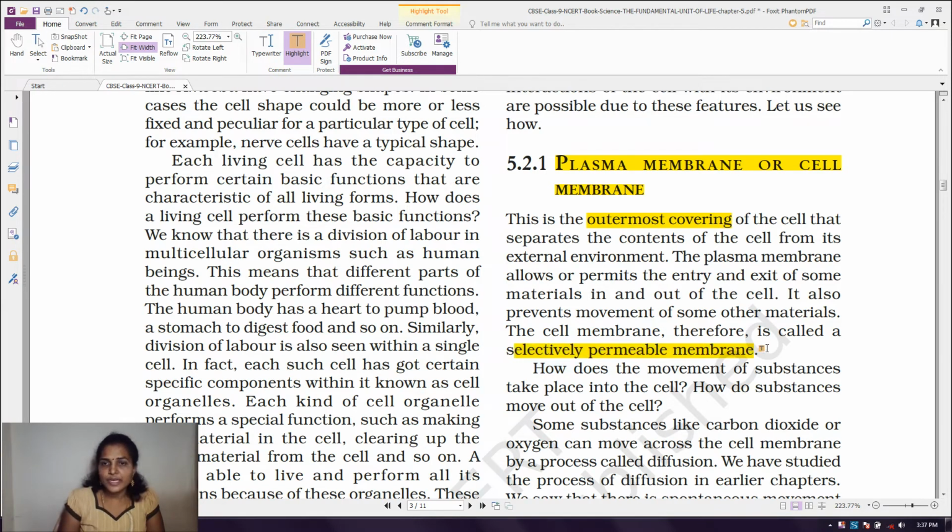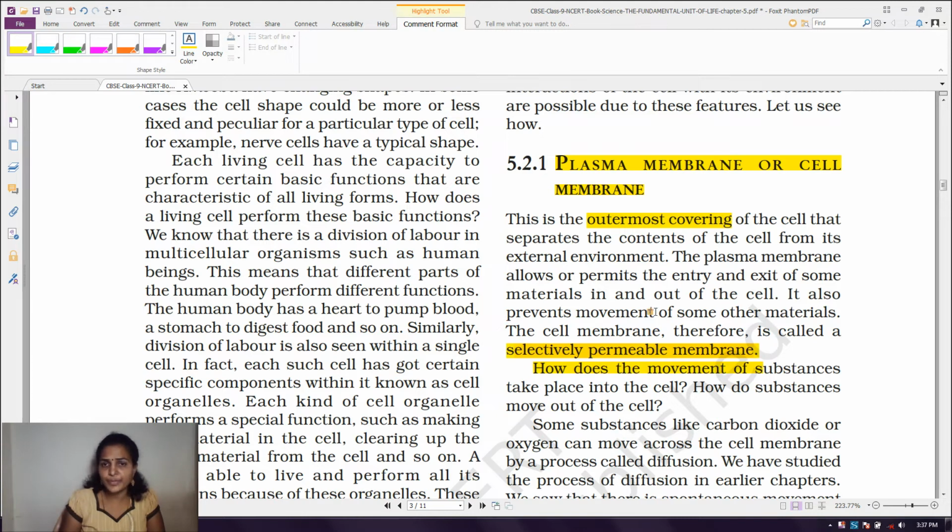Okay, so from this heading we have the answer, right? So here we are saying selectively permeable membrane. Why we are calling this one as selectively permeable membrane? Because it permits only the important things which is essential for the cell, and it allows the unwanted things to go out. Okay, so the plasma membrane allows or permits the entry and exit.